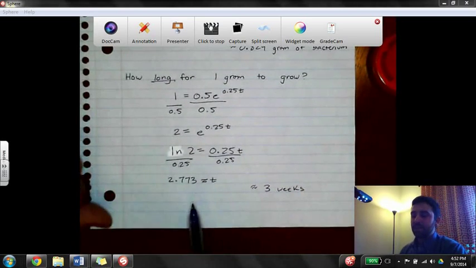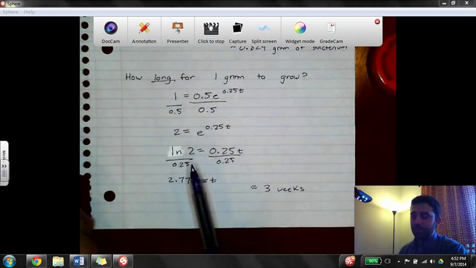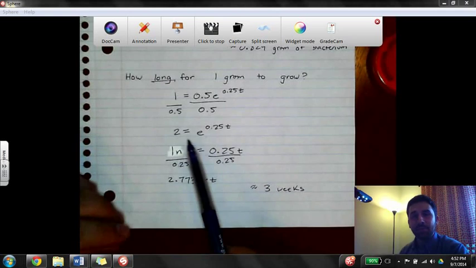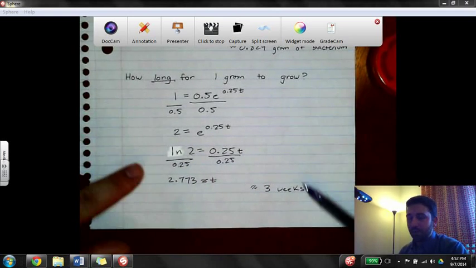This is why we learned all of these different skills of exponential and logarithmic functions, so that we could solve these types of problems.